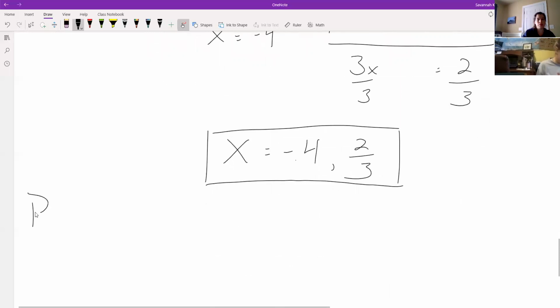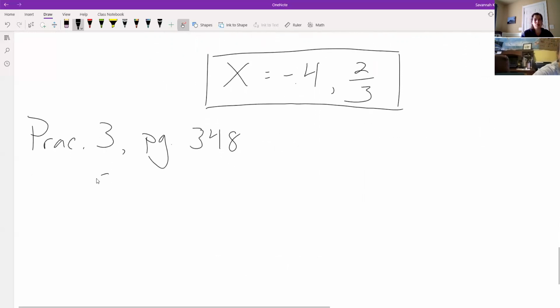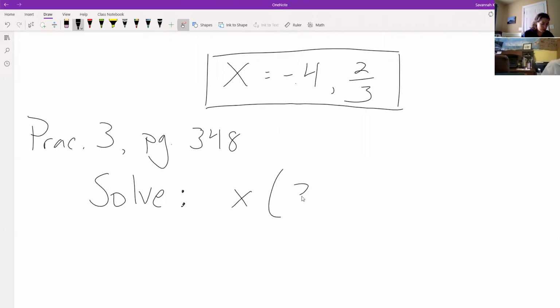The problem is things start looking even trickier from here. So the next practice problem, let's see, still page 348. They start messing with our minds. Here's what they give us. At first glance, that looks great because that is a factored polynomial. But notice that they set it equal to a number that is not 0.